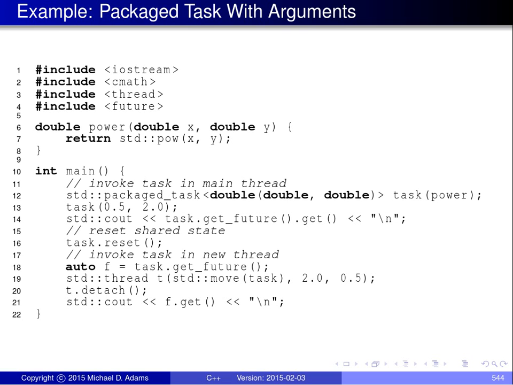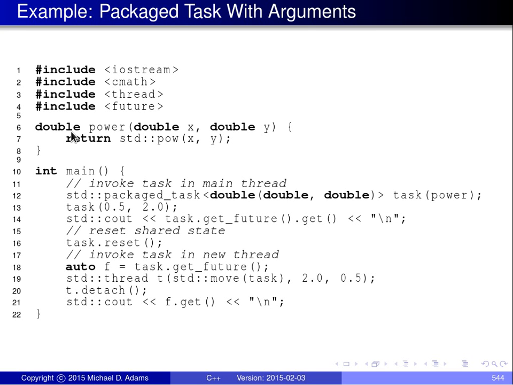On this slide, we have another example of using the package task class, and in this particular example, the underlying callable entity or function that's associated with the package task is going to be one that takes some parameters or arguments. So if we look at this code in more detail, we have a function called power, which just computes an exponential. We have two double parameters, x and y, and this just computes the power x raised to the power y, essentially, and returns that as a double.